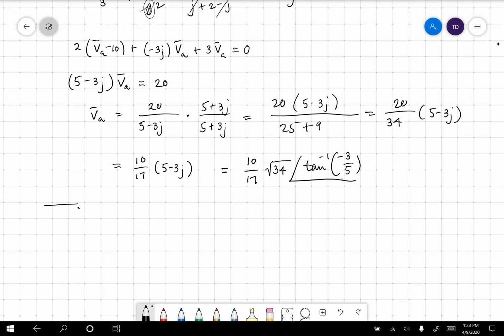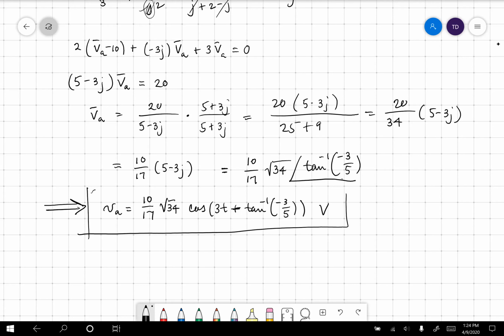Therefore, little VA is equal to 10/17 times root 34 cosine of 3t plus tan inverse of -3 divided by 5. And that's in volts. So there's one of the answers. Okay, that's the time domain.